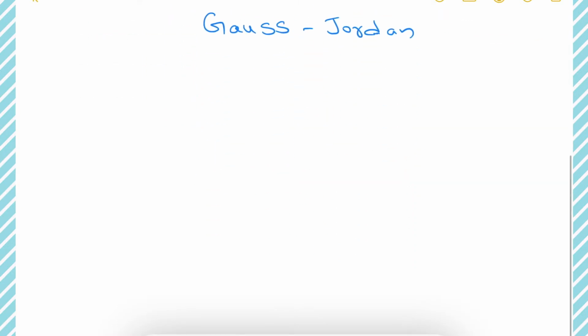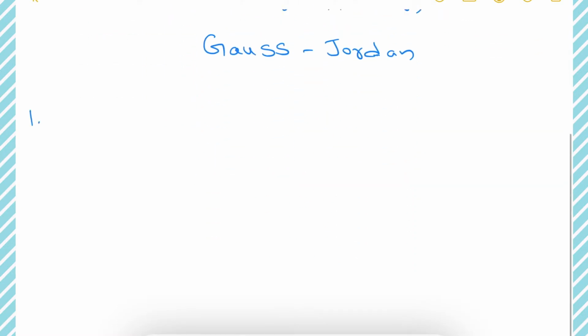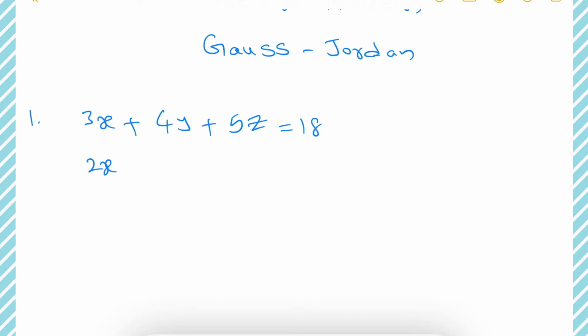Okay, the first problem we are going to take is 3x plus 4y plus 5z equals 18. This is the first equation, and the second equation is 2x minus y plus 8z equals 13, and the last equation is 5x minus 2y plus 7z equals 20.